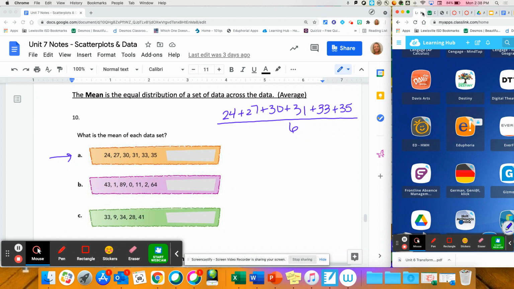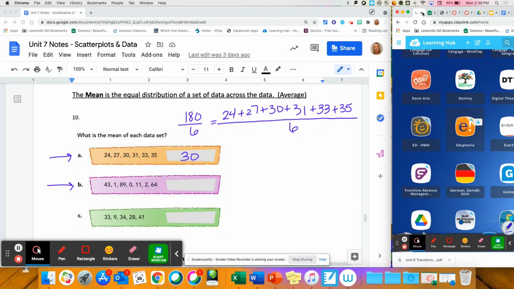So to find the mean, you would take the sum, which is a sum of 180, and divide it by the 6 pieces of data. So in this case, you would have an average of 30. Please pause the video now and find the mean for B.